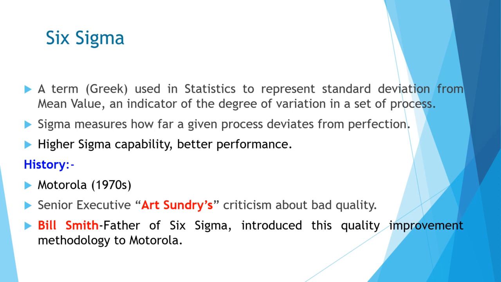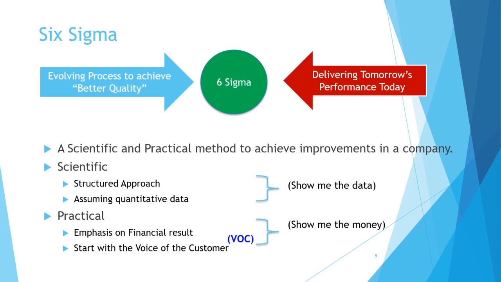The history is it was introduced in 1970s, and it is because of the criticism about bad quality by the senior executive at Swenfrey. Bill Smith, who is considered as the father of Six Sigma, introduced this quality improvement methodology to Motorola. So Six Sigma means evolving process to achieve better quality or delivering tomorrow's performance by today.